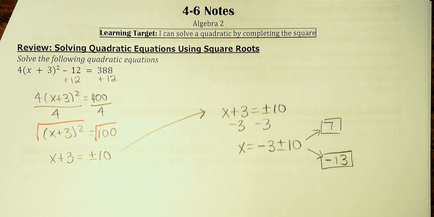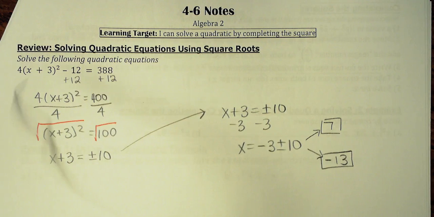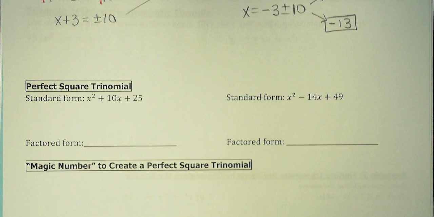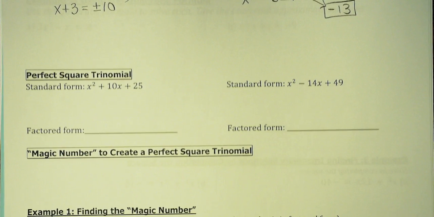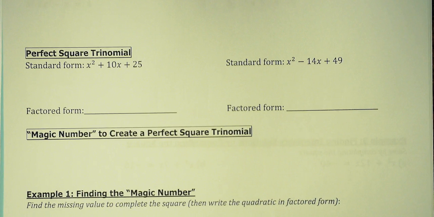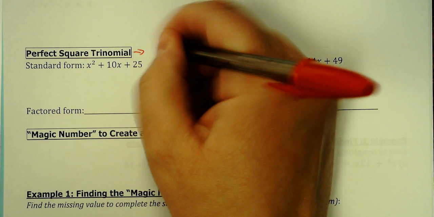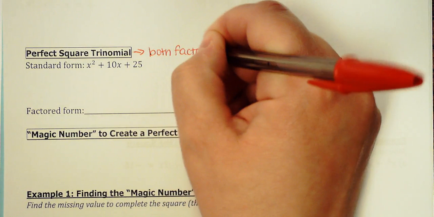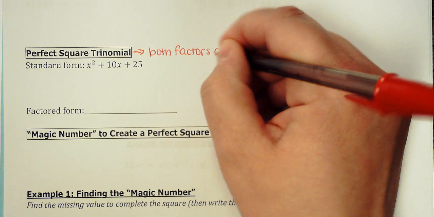So what we're going to get into today is trying to create a situation where we've got some parentheses and we can just take a square root like we did in that example. So just a couple little review questions. We've mentioned these before. But a perfect square trinomial is a situation where, if we put it in factored form, both factors are the same.